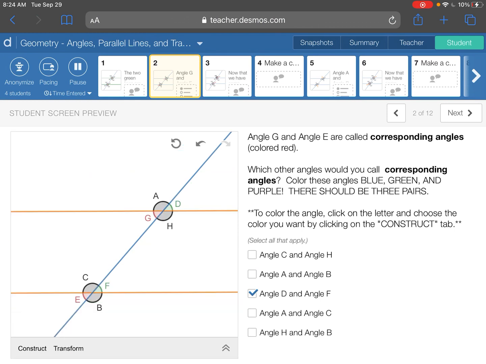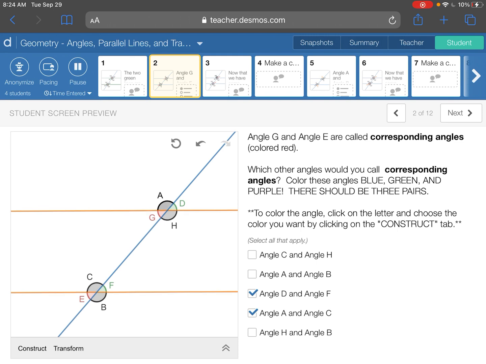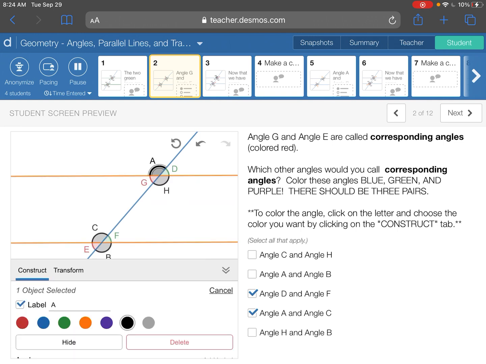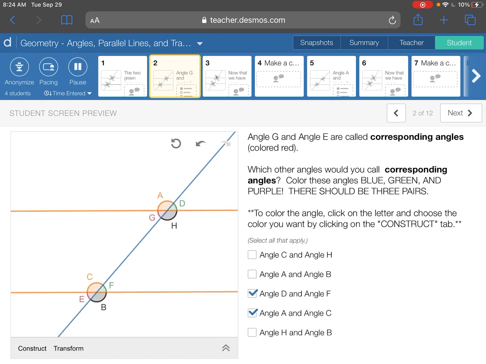Angle A and C would be examples of corresponding angles, because again, angle A is on the, make these orange, angle A is on the same side of the transversal as angle C, but they're on opposite sides of the parallel lines. One's on the outside and one's on the inside.